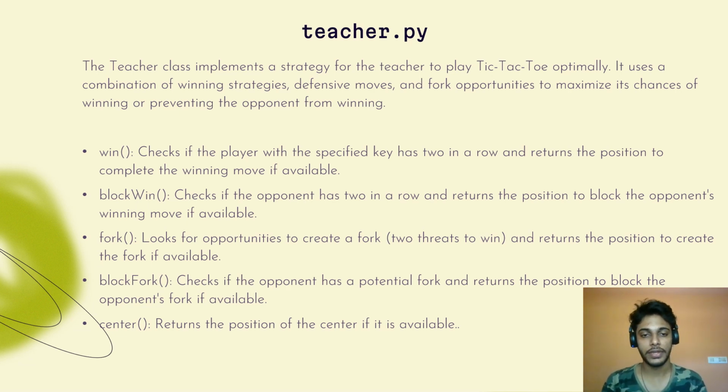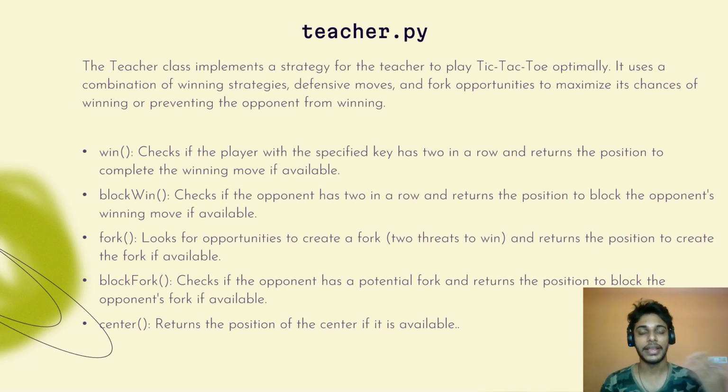So the first one is a win function. This function checks if the teacher has a winning move available on the given board. Now it checks for possible wins in rows, columns, and diagonals. And if a winning move is found, then it returns the coordinates, which are the row and column of the empty cell which leads to a win. The key parameter indicates the symbol used by the teacher.